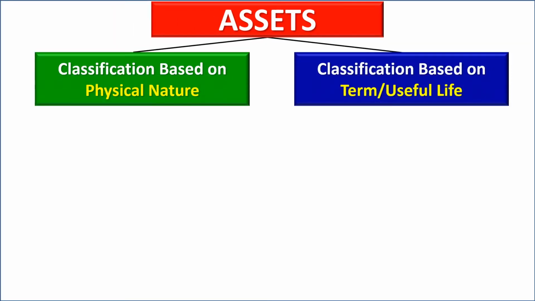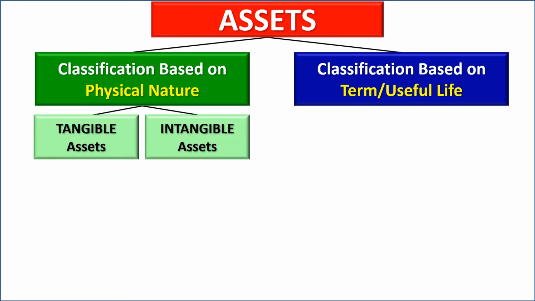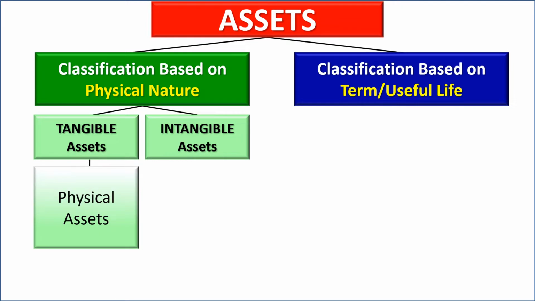We have two classifications of assets. Classification based on physical nature, and number two, classification based on term or useful life. When we say classification based on physical nature, there are also two types: tangible assets and intangible assets. Tangible assets are physical assets. These are assets that can be touched, can be seen. Examples are cash or building.